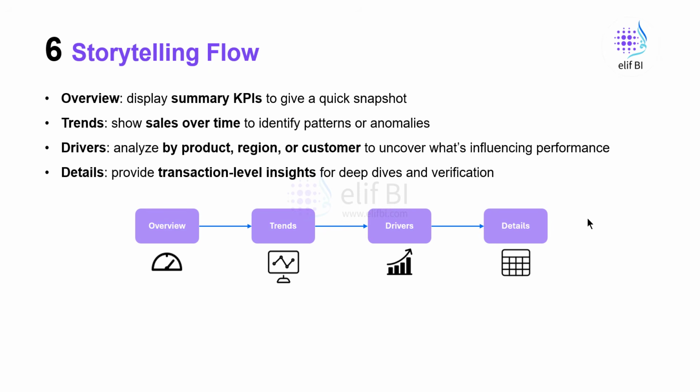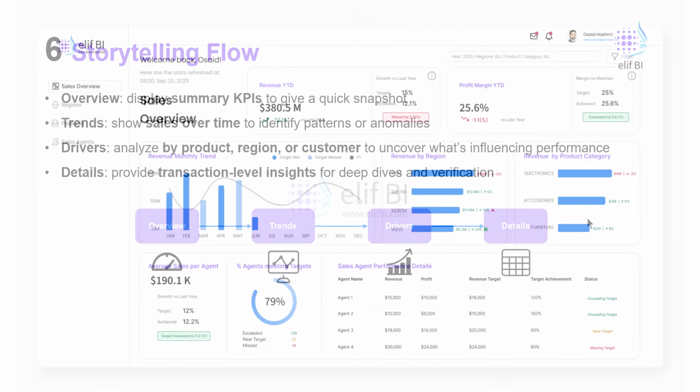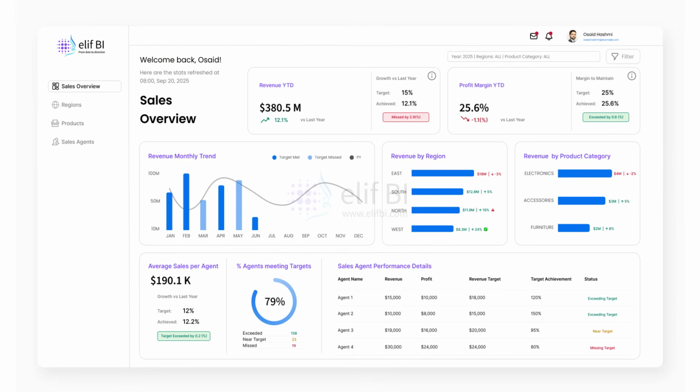The next step is the storytelling flow. Remember that good storytelling reduces cognitive load. The user should immediately understand the big picture before diving into the details. In storytelling, we can say that there are 4 different components that could complete a storytelling flow.